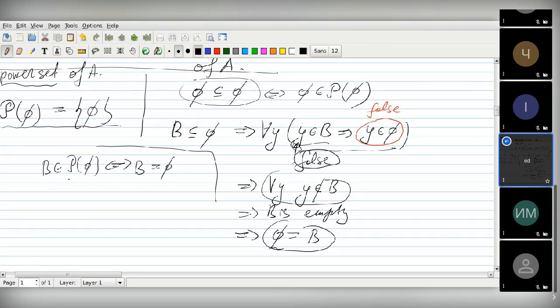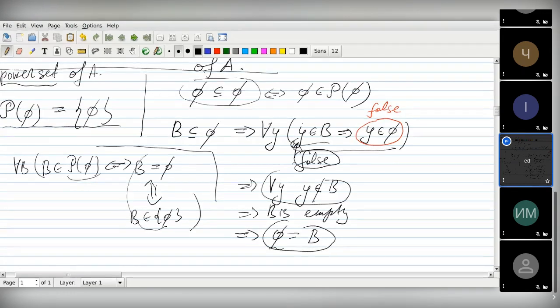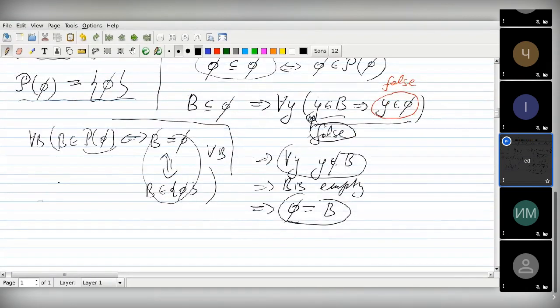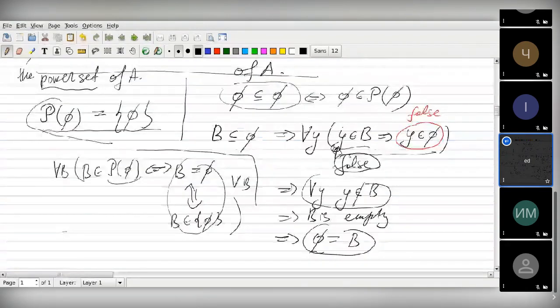But of course, that means that this set equals the singleton of the empty set. For here we have the same condition for each B. When this conclusion, is it clear?